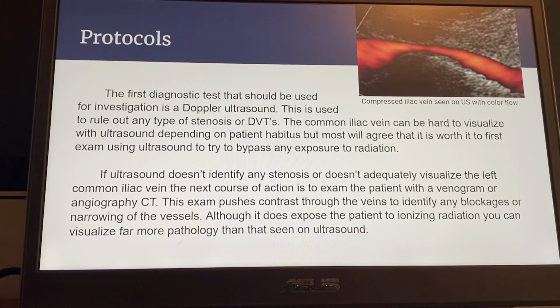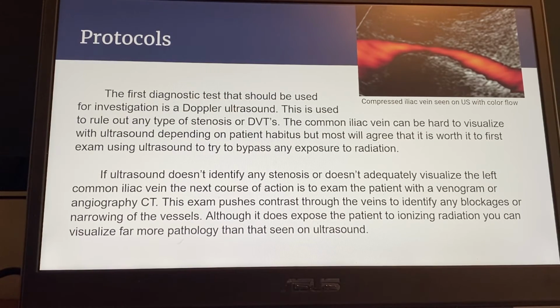The protocol for this exam is usually what the ER physician ordered for our case study patient. They first order that Doppler ultrasound. They use it to rule out any type of stenosis or DVT within the vessels of that area of concern. The common iliac vein can be hard to visualize with ultrasound depending on the patient habitus, but a lot of physicians can agree that it's worth trying to start with the ultrasound first before moving on to any exam that can expose the patient to radiation.